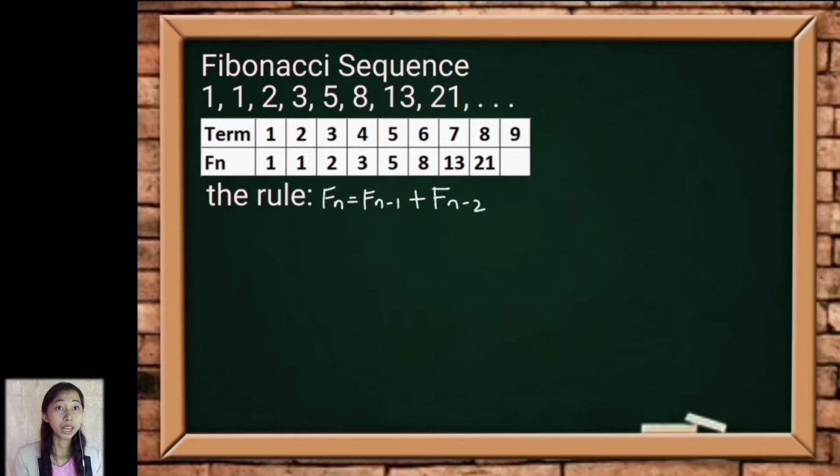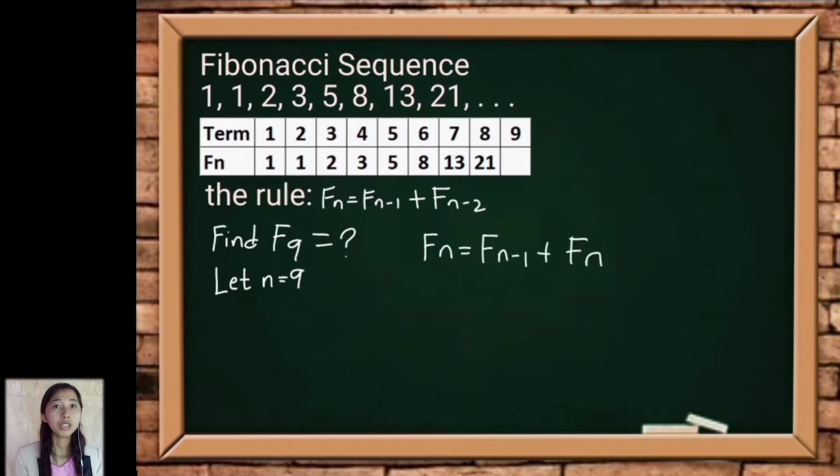So let's try to find the ninth term of the Fibonacci sequence. We have to use the rule, Fn equals Fn minus 1 plus Fn minus 2. We have to find the ninth term, F9 equals x, or question mark. So how to find that? First, we let n equal 9. In our formula, Fn equals Fn minus 1 plus Fn minus 2, since the value of n is 9, we just substitute all n with 9.